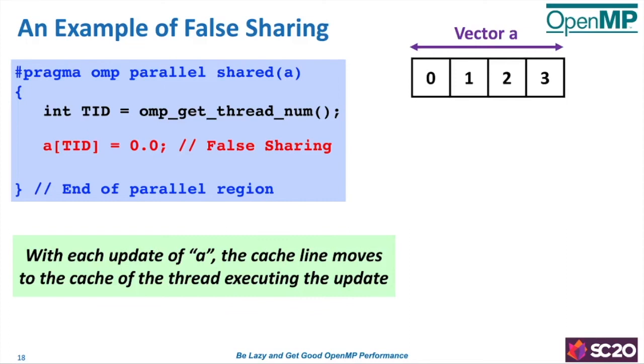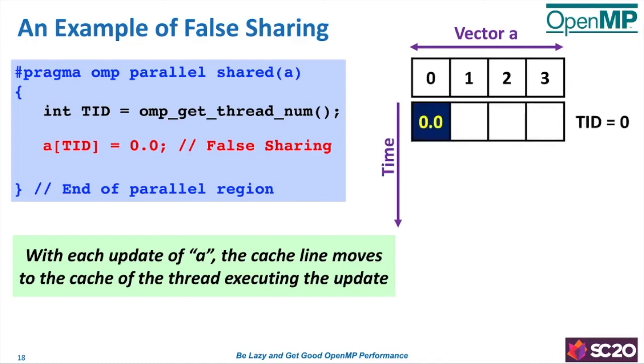And here's an example on 4 threads. We have 4 threads. The vector A is 4 long. Time is from top to bottom in this diagram. And we'll start with the first update. So thread 0 presumably does the update. It will get the cache line that A0 is part of, and it will do its modification.